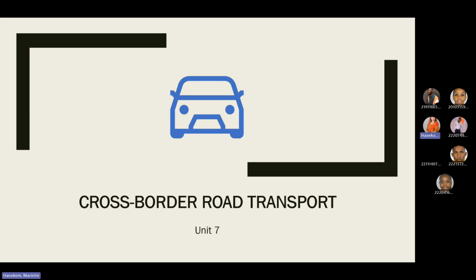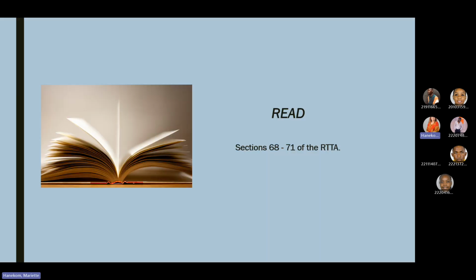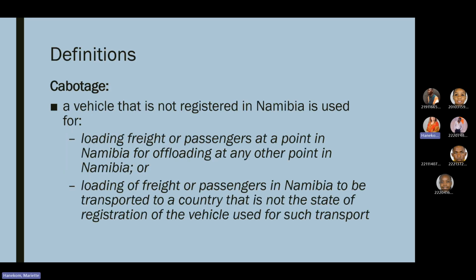Okay, so cross-border transport. This is the second part of that particular chapter of the Road Traffic and Transportation Act, section 68 to 71. So there's not a lot there. It's once again very straightforward, lots of common sense. You need to read the relevant sections of the Act for yourself. This particular part of the Road Traffic and Transportation Act actually has its own definitions. And an important definition that you need to know is the term cabotage.